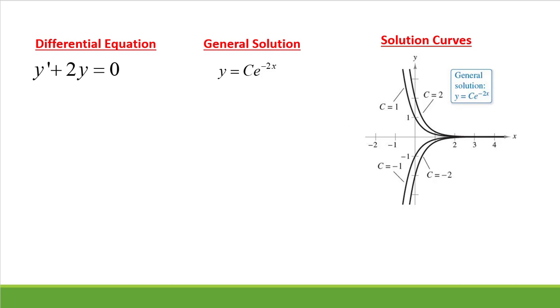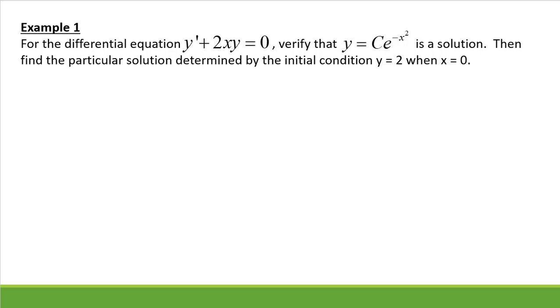For this differential equation, verify that y equals c e to the negative x squared is a solution. Then find the particular solution determined by the initial condition y equals 2 when x equals 0. So we have two things to do here. What you want to do to verify is find the derivative of this function and plug into our differential equation.